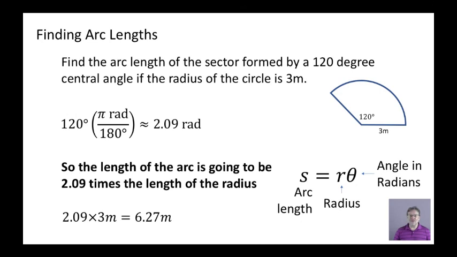So how do we do this? Well, if we convert 120 degrees to radians, we get 2.09 radians. What that means is that the length of that arc is going to be 3 meters times 2.09. It's that simple to find the length of the arc. You take the size of the angle in radians and you multiply it by the radius and you get the length of the arc. So you can see I'm doing that in the lower left hand corner here. 2.09 times 3 meters is equal to 6.27 meters. And I'm going to turn my picture off here.